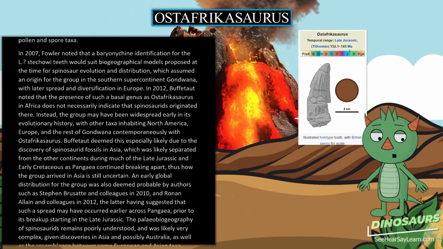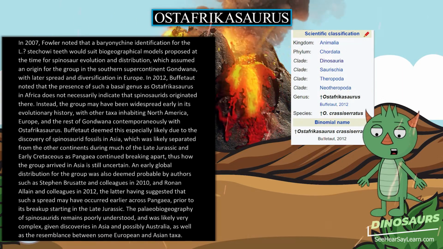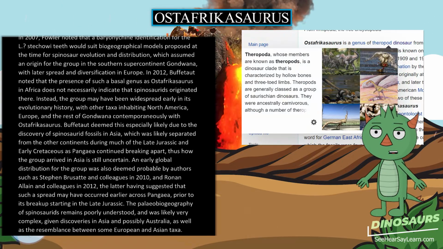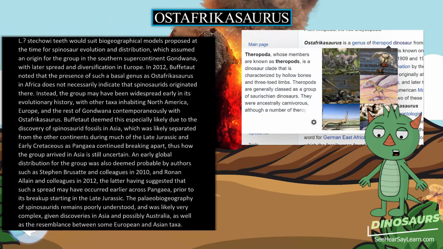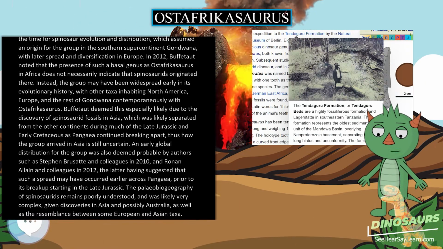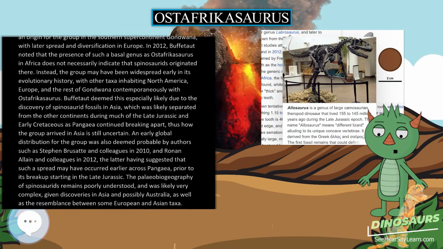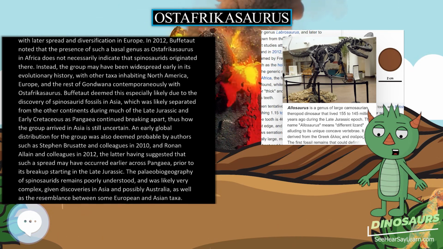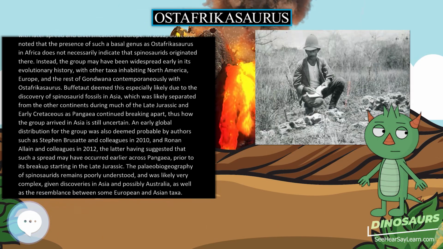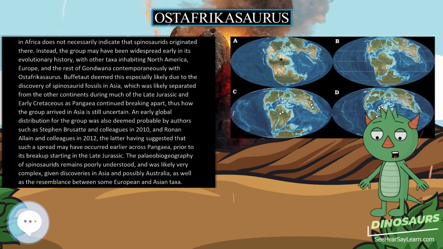An early global distribution for the group was also deemed probable by authors such as Stephen Brusatte and colleagues in 2010, and Romain Amiot and colleagues in 2012, the latter having suggested that such a spread may have occurred earlier across Pangaea, prior to its breakup starting in the late Jurassic. The paleobiogeography of spinosaurids remains poorly understood, and was likely very complex, given discoveries in Asia and possibly Australia, as well as the resemblance between some European and Asian taxa.